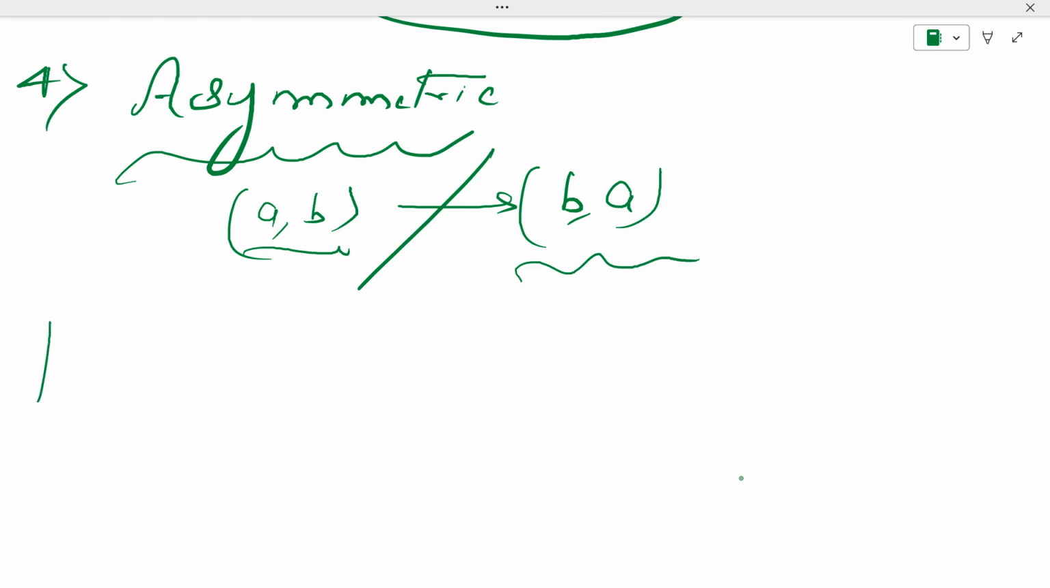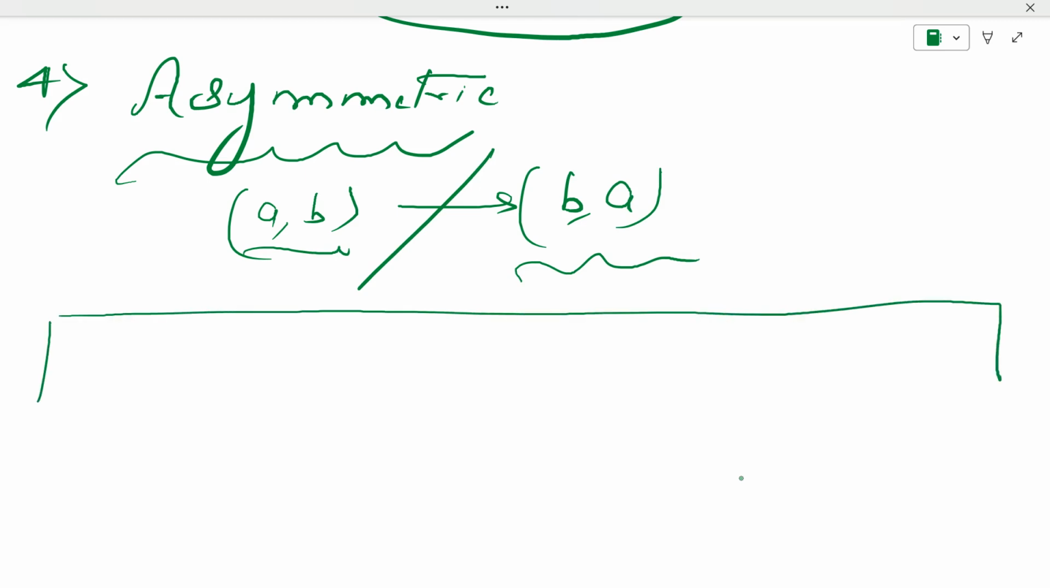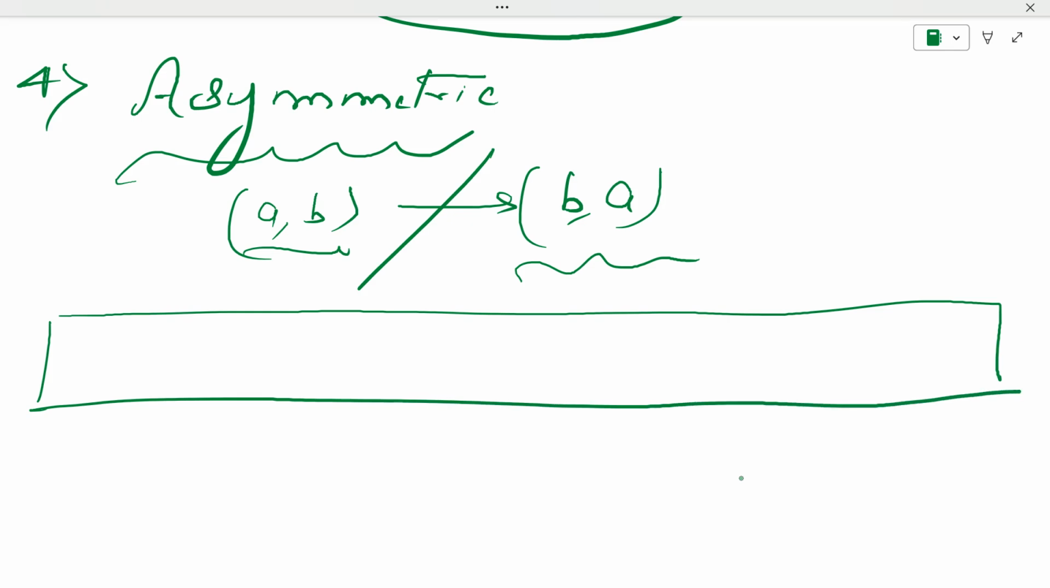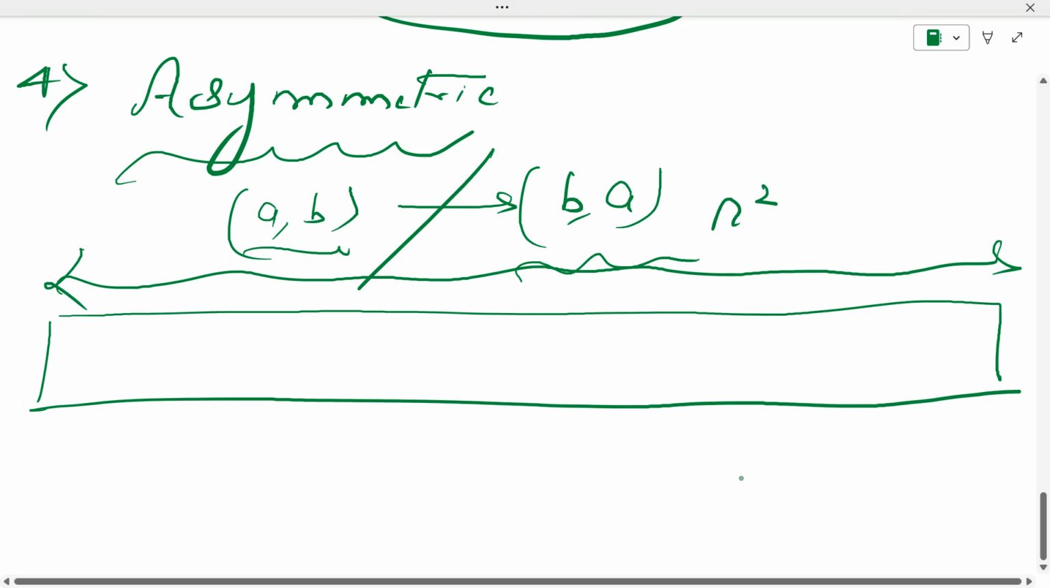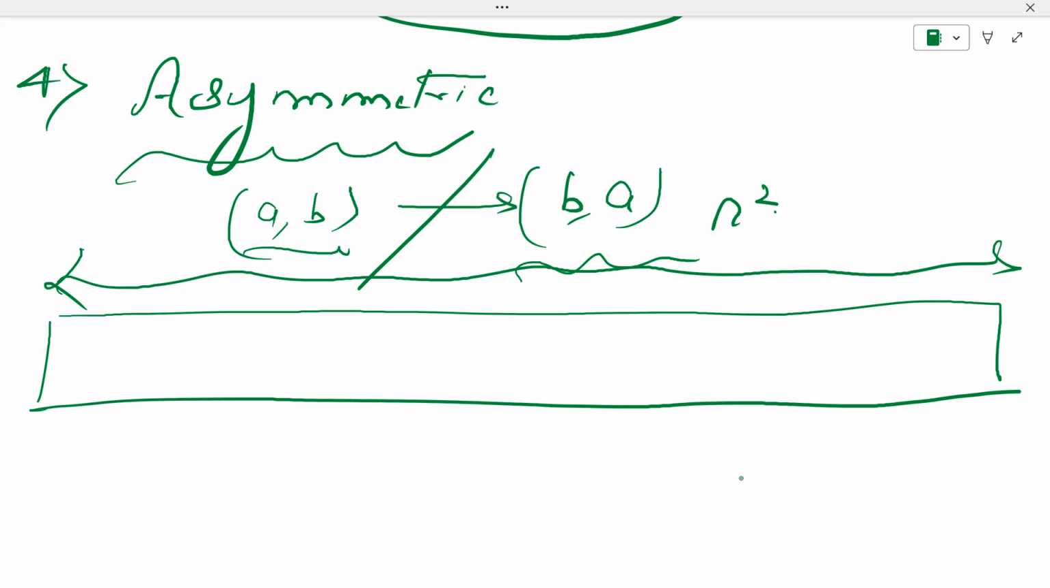So again, we come to this point that if there are all together n square elements, then from here, just a second, let me think. My laptop battery is down.